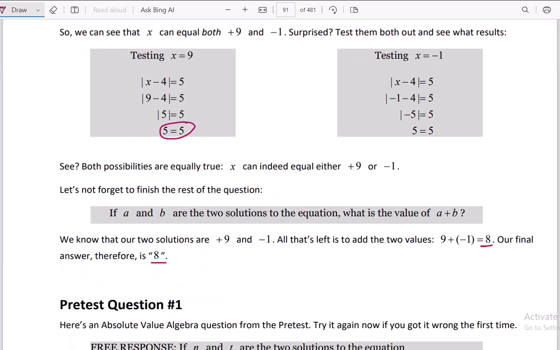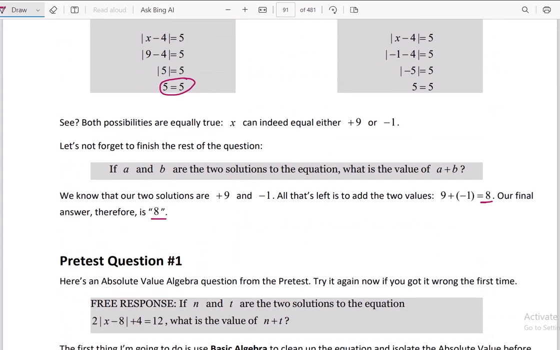I think class is progressive. Let's get to solve another question. This question says, if n and t are the two solutions to the equation, what is the value of n plus t? Okay, let's do this together. Let me just get rid of some things and then we can walk through this. So look at the question. We have 2, then an absolute value function of x minus 8, and then plus 4 is equal to 12. Let's simplify this using algebra, or linear equation.